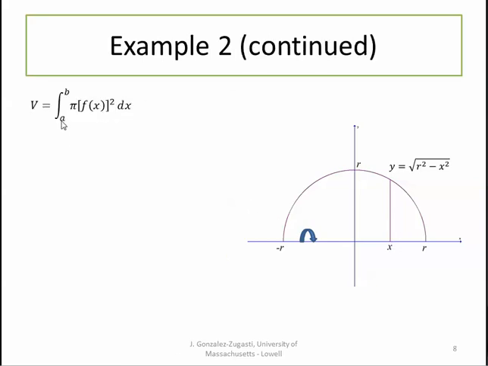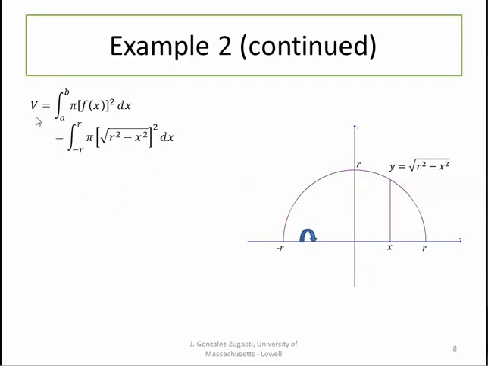So the formula for volume is the integral from a to b of pi times our function squared. This time when we're making our slices, we're starting over here at negative r, and we're slicing all the way across like this until we get to r. So our limits of integration are going to be from minus r to r, and our function is just the square root of r squared minus x squared.